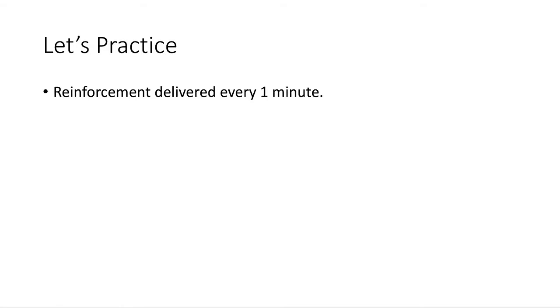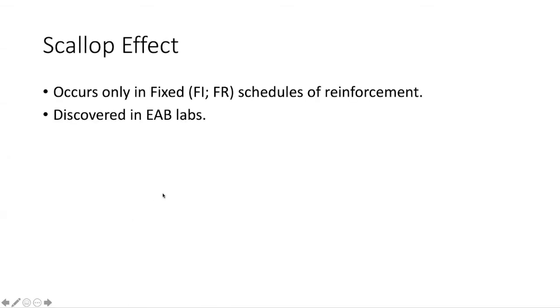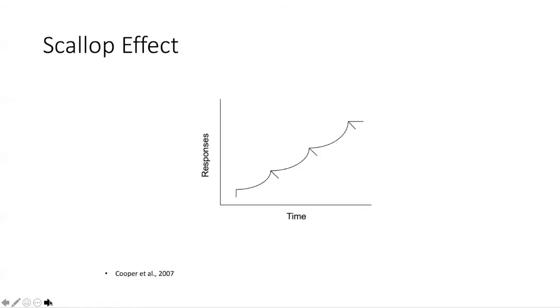Now you could do FI 1 minute or FI 60 seconds for reinforcement that is delivered every 1 minute. Now we have this thing that we need to understand called the scallop effect. That only occurs in fixed schedules of reinforcement, so fixed interval or fixed ratio. And this was discovered in experimental analysis of behavior labs. And it looks like this.